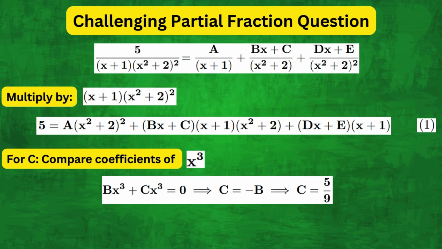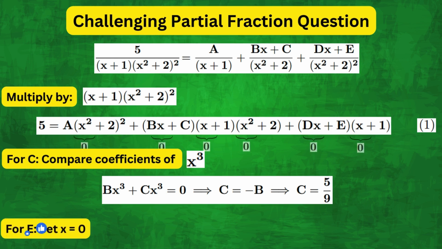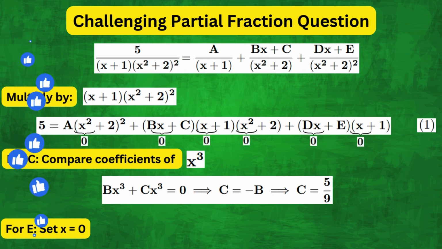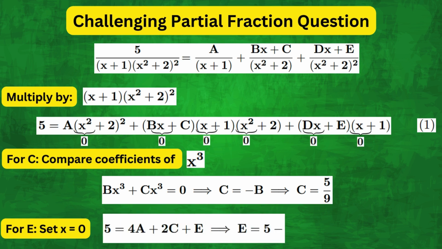Then to work out the value of E, we can simply set x equals to 0 in equation 1, and that then yields 5 equals to 4A plus 2C plus E. So plugging in the values of A and C, we get E equals to 15 over 9.